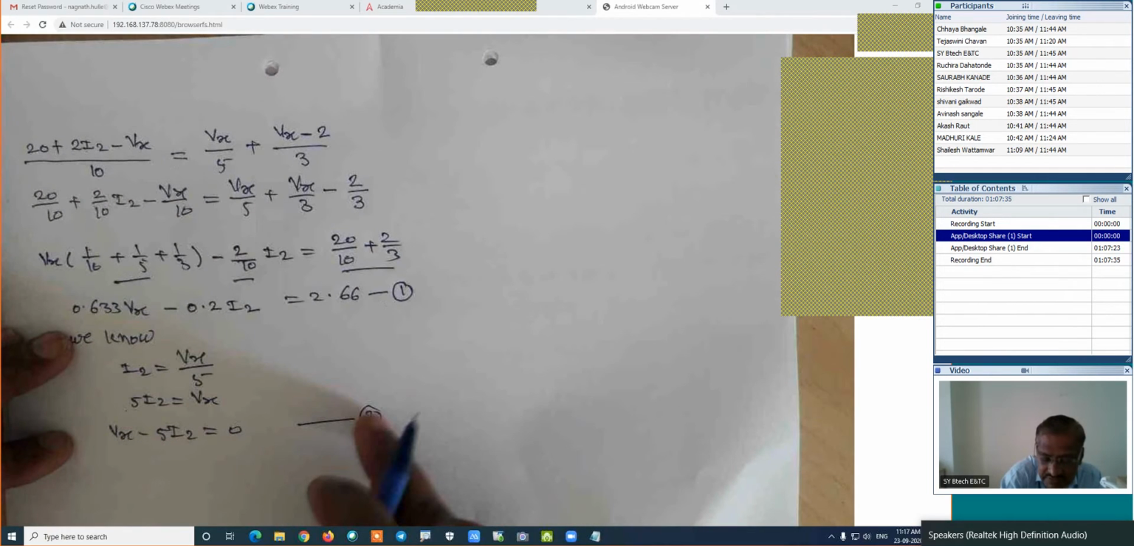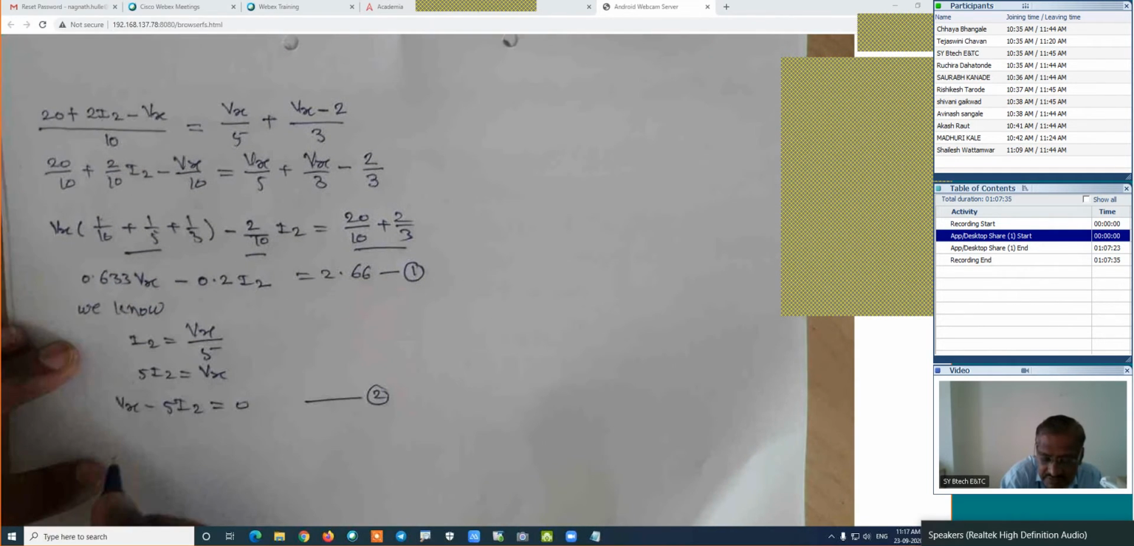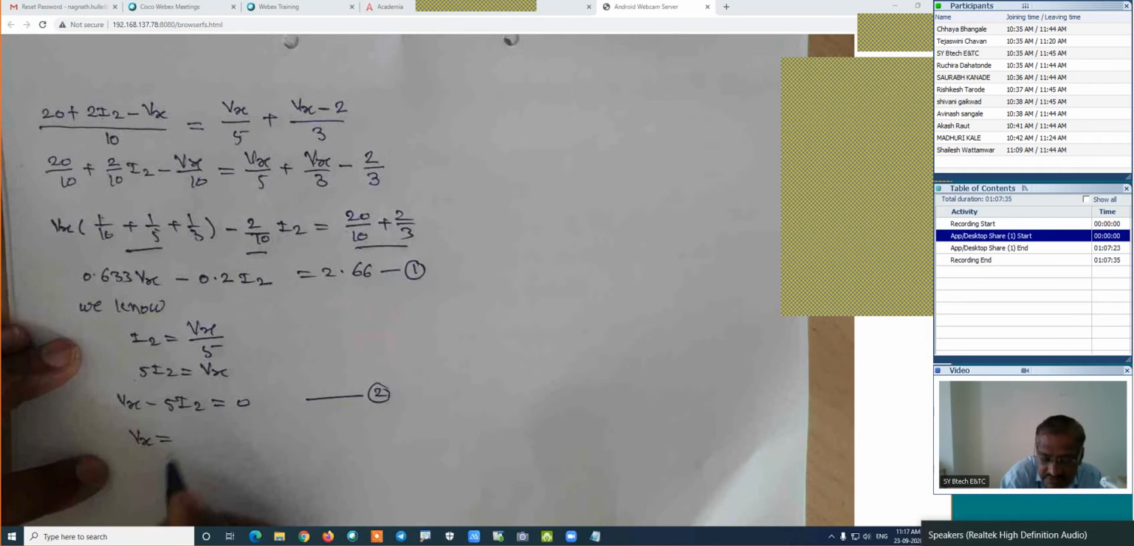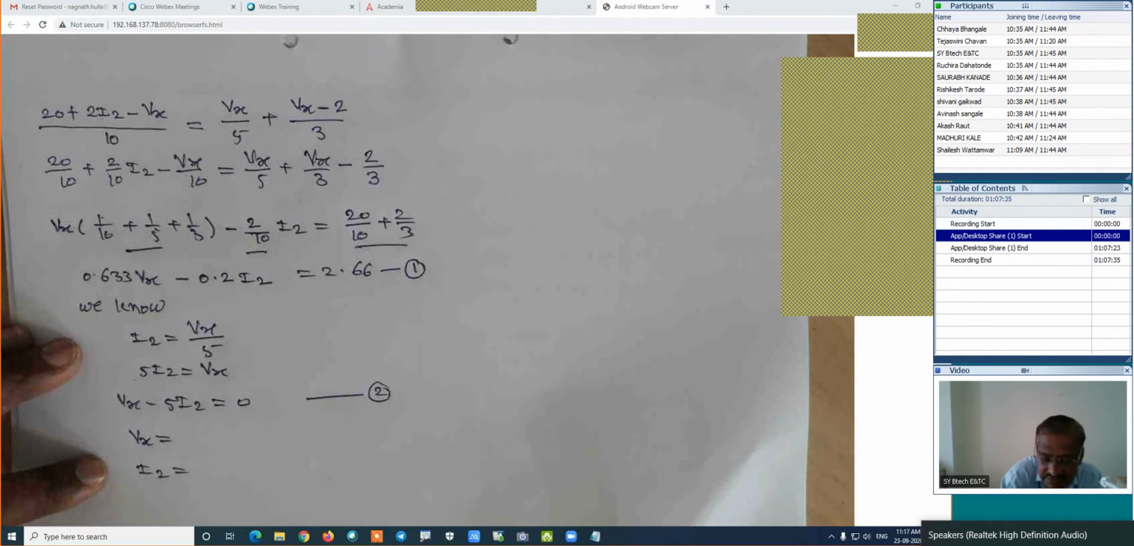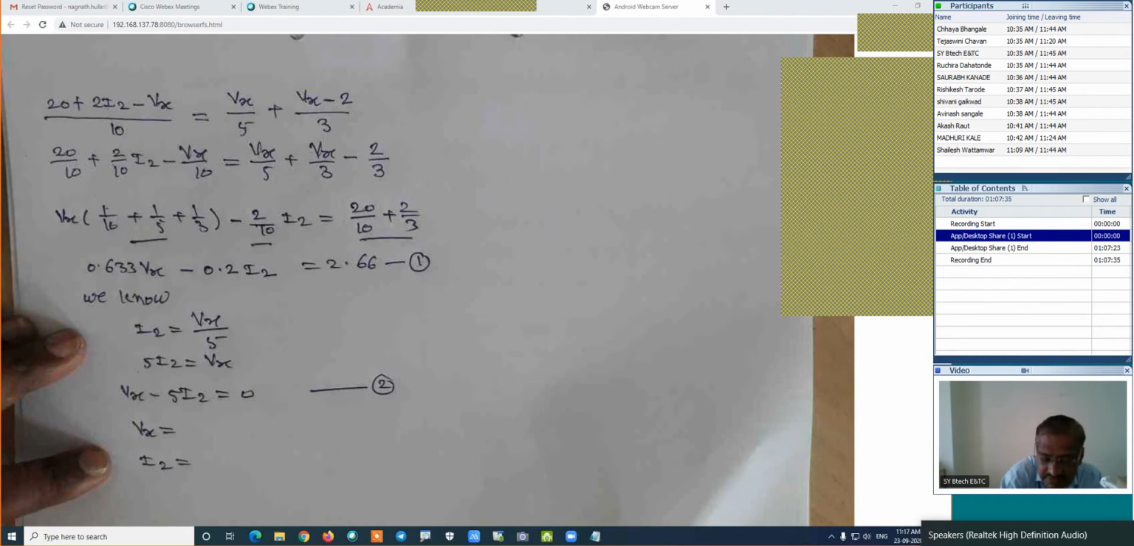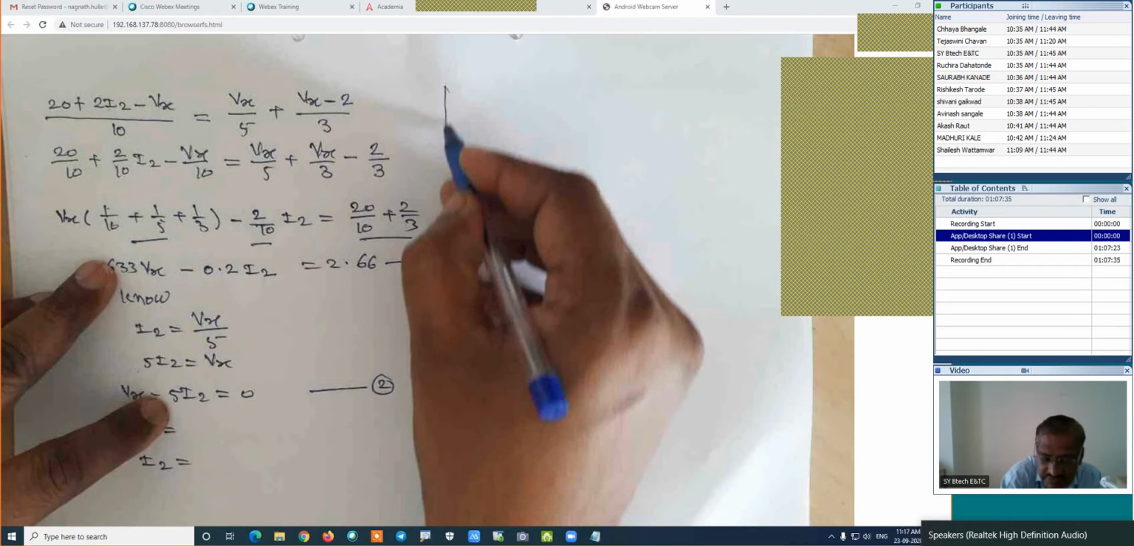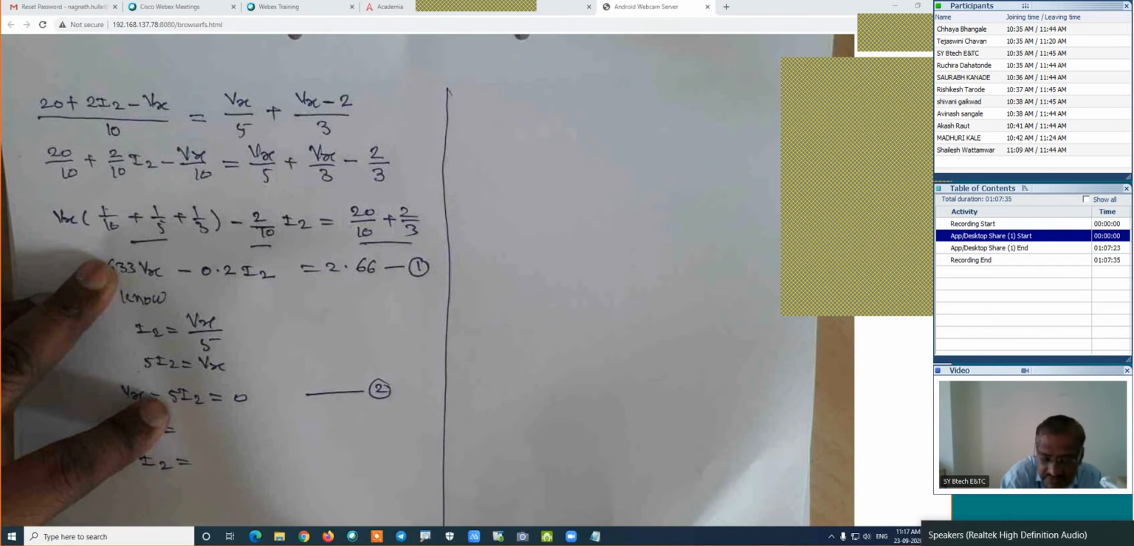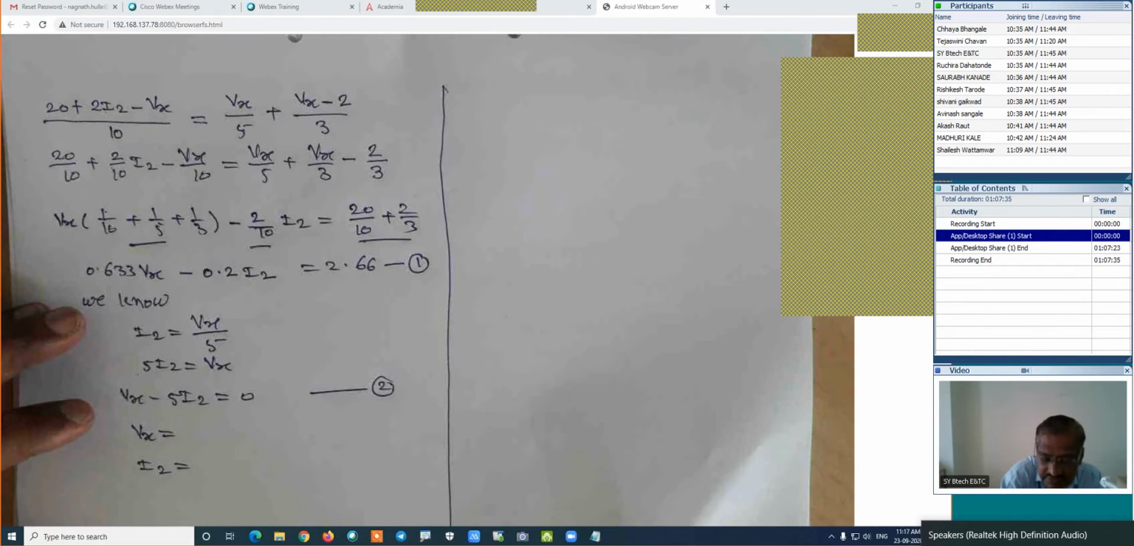Solve equations 1 and 2 and find out the value of potential Vx and I2. And from this Vx and I2, we are interested in the calculation of ISC, that is the short circuit current. How much is the value of Vx and I2? Anyone?